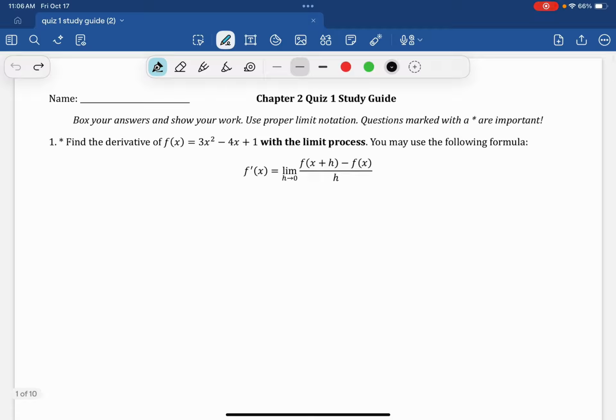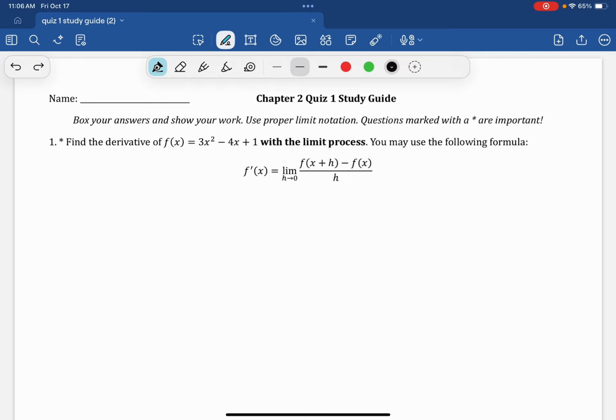Okay, the first question has us finding the derivative of this polynomial, but it specifically has us doing it using the limit process. So in other words, if we simply write down the derivative using power rule, it would be 6x minus 4. That would be correct, but it would not get any points because you haven't used the correct solution method. So we actually have to use the definition of the derivative, which comes from the limit. And so I've given that to you here on the study guide, but on the quiz you won't have this. So make sure you have this limit definition of the derivative memorized.